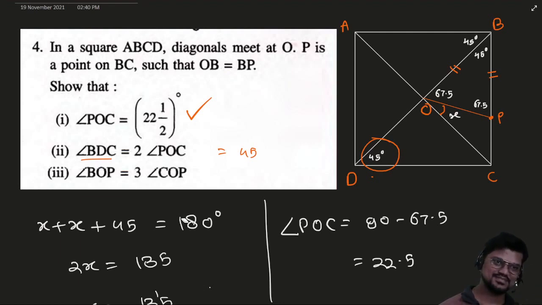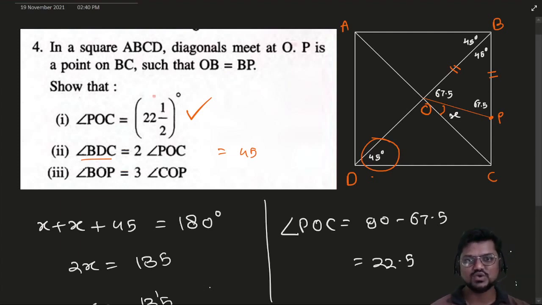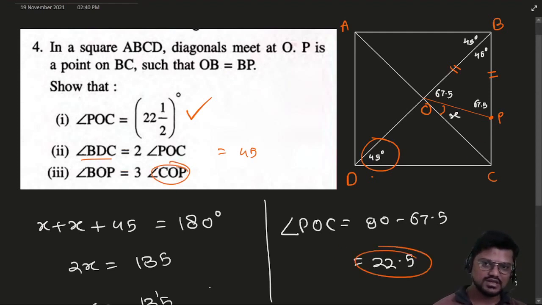22.5 into 3, yes, 67. Perfect. That's it. It is also given on the screen. Nothing to calculate. Angle COP is again the same thing, 22.5. If I keep this, I'll get the answer of BOP. 3 into 22.5 gets 67.5, and angle BOP is already proved, that is 67.5, and hence proved.